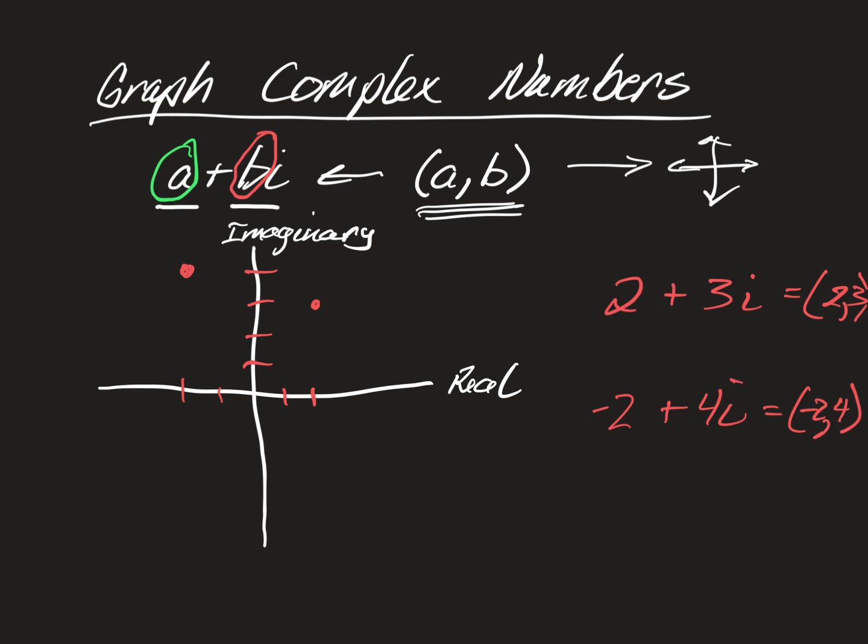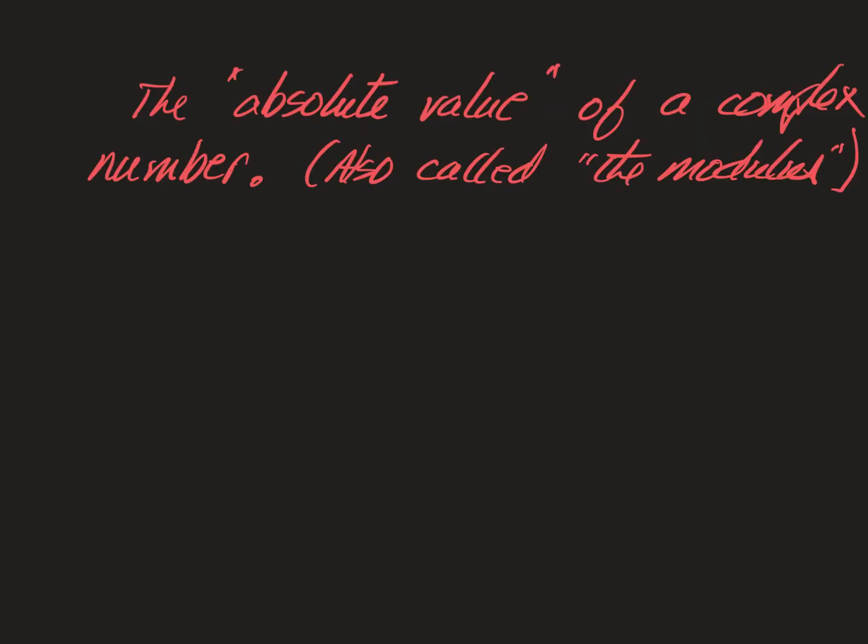Okay? So, it's not like learning new graphing. It's just applying graphing to a new kind of number. Okay? Now, let's go to the next part of this. So if you remember when you first learned about absolute value, the absolute value of a number is how far a number is from 0.